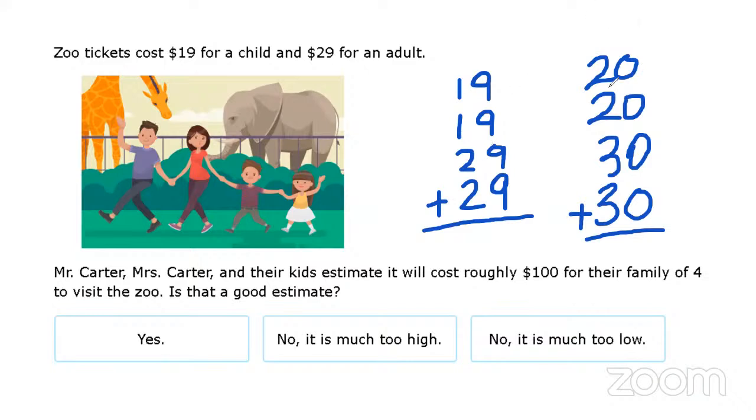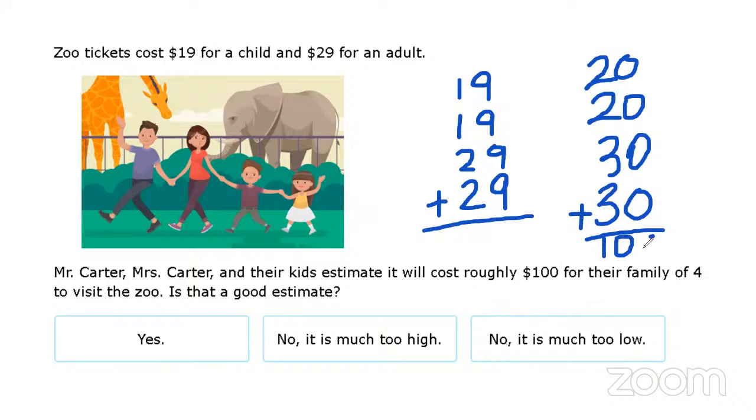So for 2 children, it's about $20 for one. So that means for 2 children, it's about $40, right? And for 1 adult, it's about $30 for one. It means then for 2 adults, it's about $60. And $60 plus $40 is about $100. Now it says roughly, it says estimate. So if we round it off, we get 100.